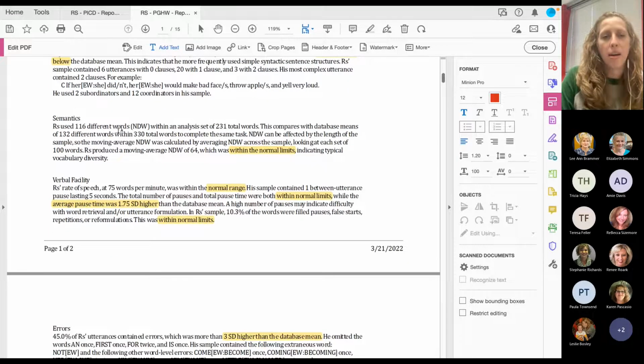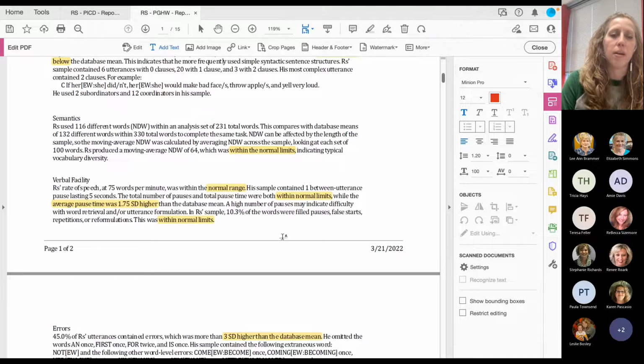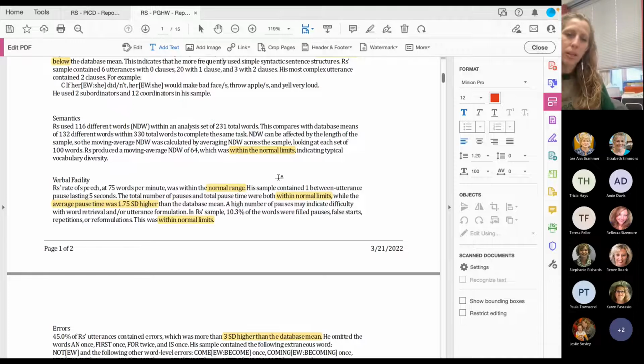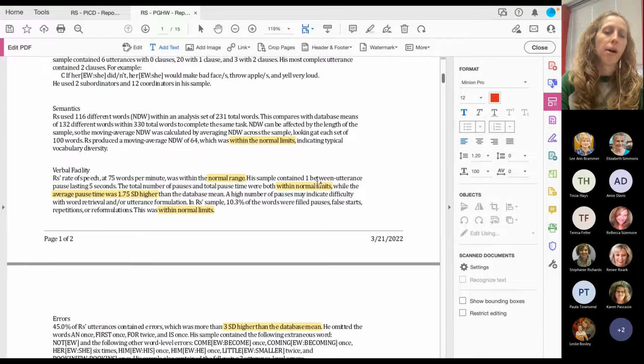And then you have a section on semantics. This is the one that I probably feel is least helpful. It does tell you how many different words they use, so they're not just using thing and stuff and words like that over and over again. But it doesn't really tell me, are they using quality vocabulary? Are they using big rather than enormous, or really simple vocabulary? It just tells you if they have different vocabulary. But it was within normal limits.